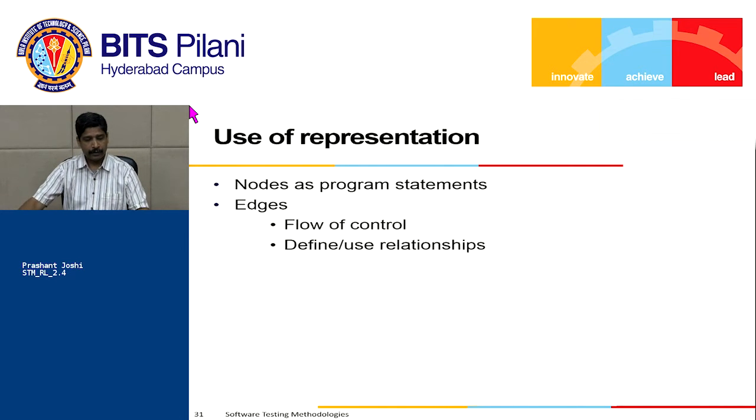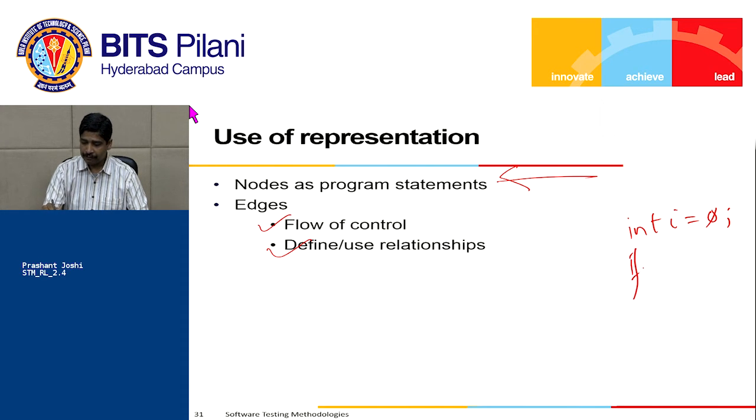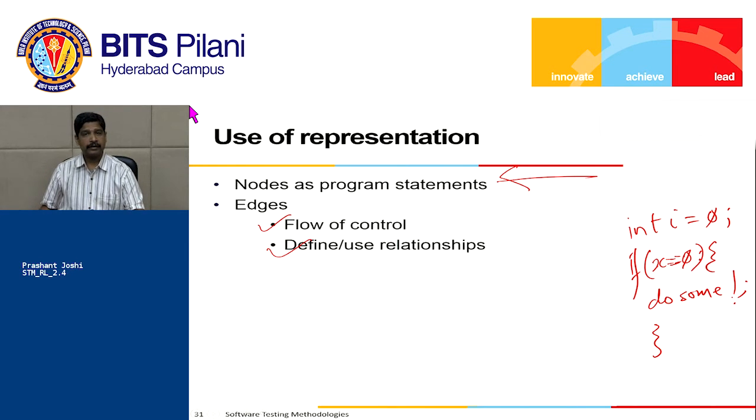Where do we use them? Edges show flow of control, or in fact define a define-and-use relationship. And nodes can be treated as program statements. So if I'm looking at integer i equal to 0, or if x is equal to 0, do something. Each of these statements could become a node, and then I can put up a graph in place.